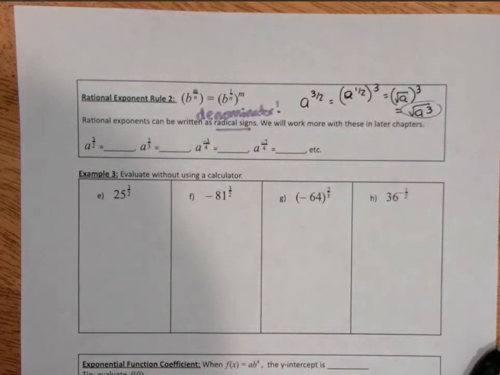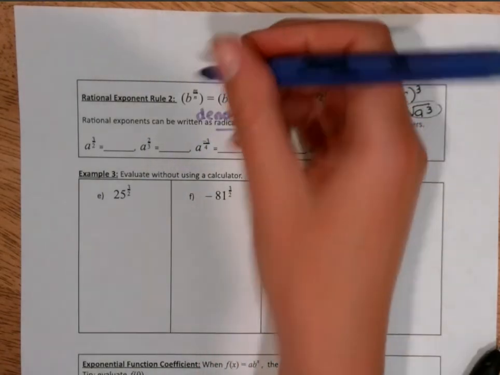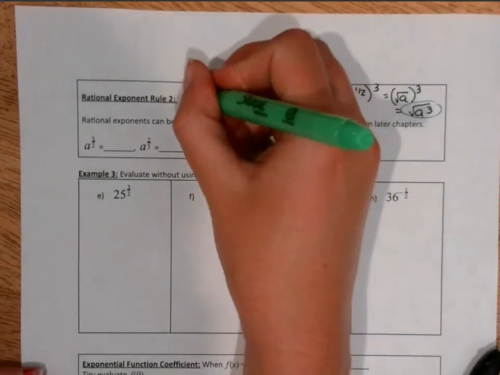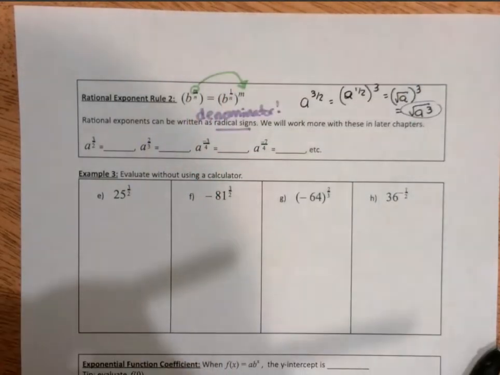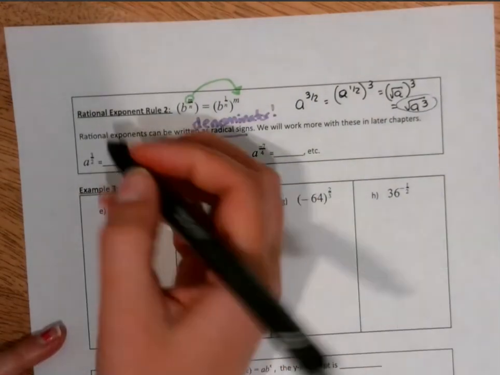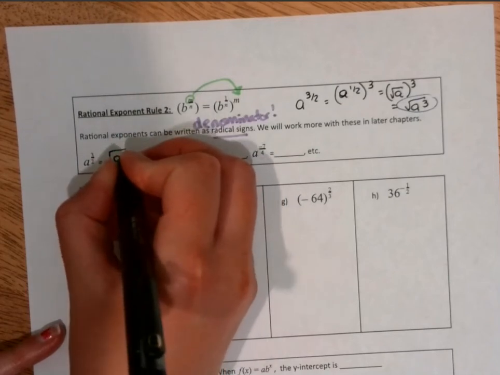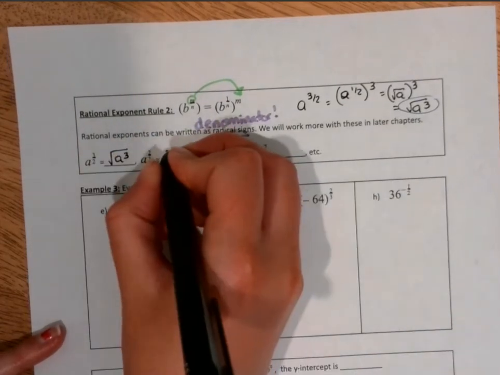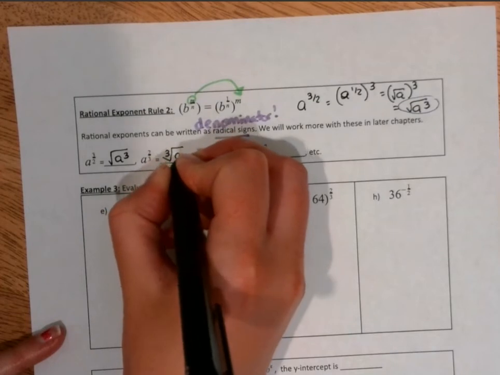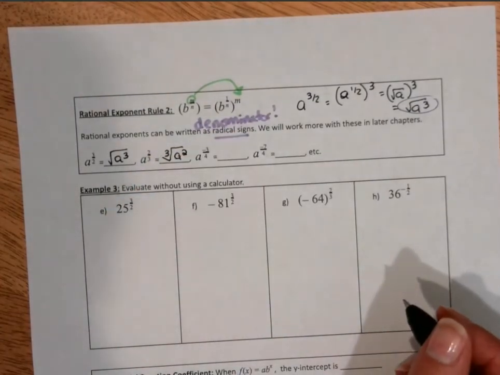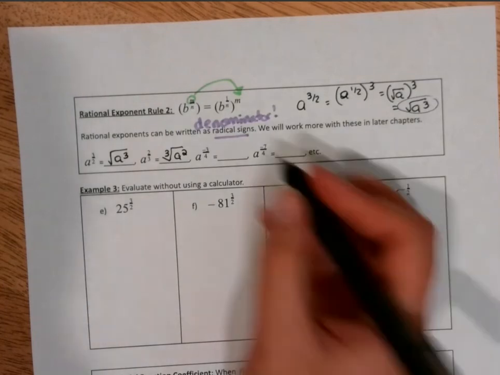And then the numerator stays as a power, right? So the numerator m is going to stay as a power, while that inner piece goes into the denominator. So a to the 3/2 is the square root of a cubed. A to the 2/3 is the cube root of a squared. If I have a negative, the negative is going to put it in the denominator.